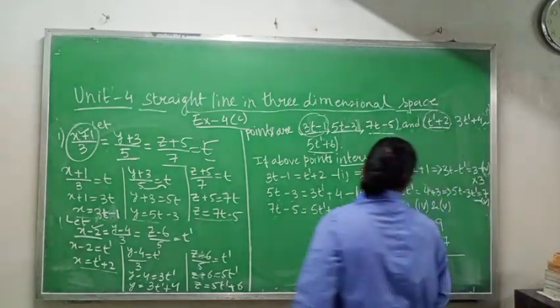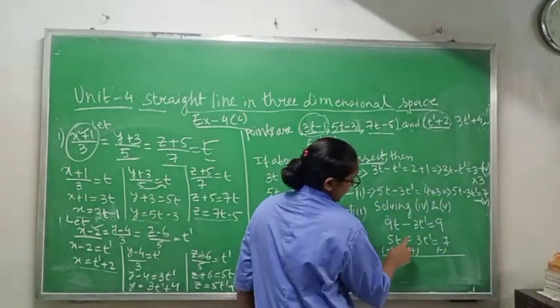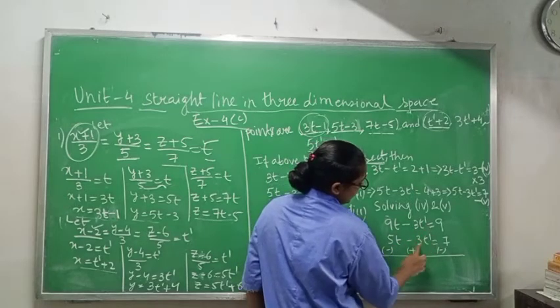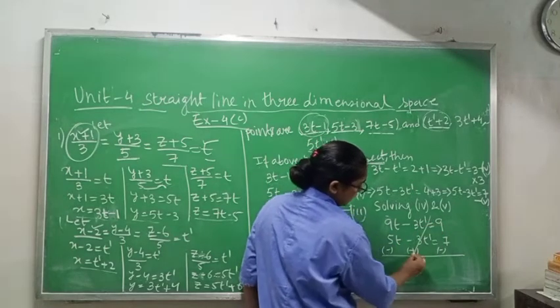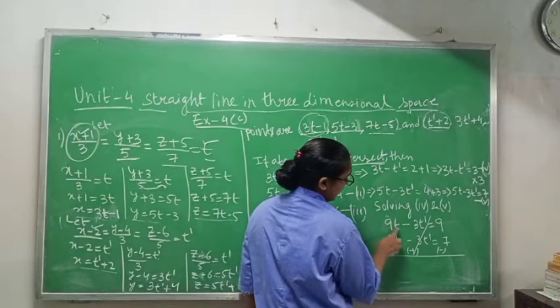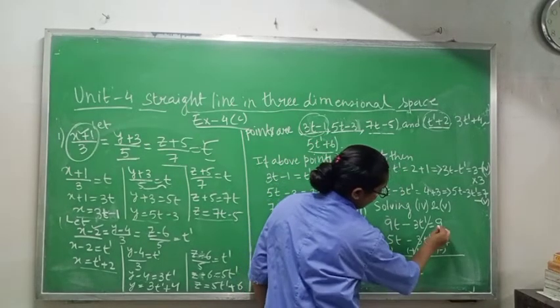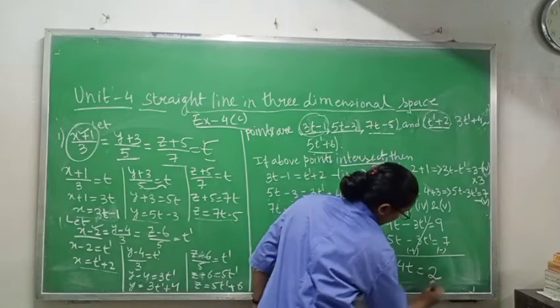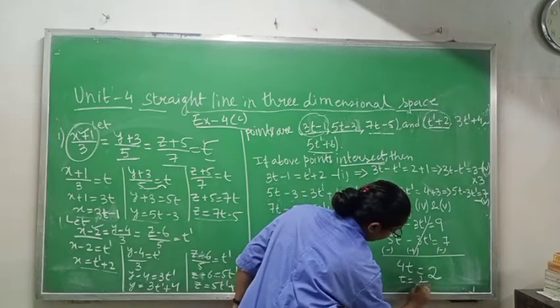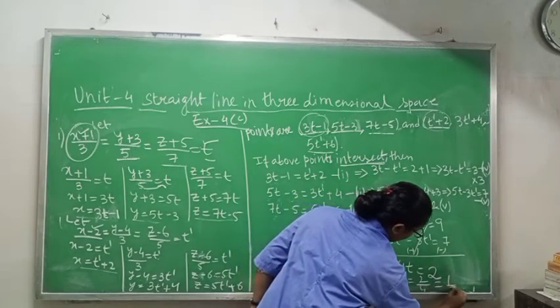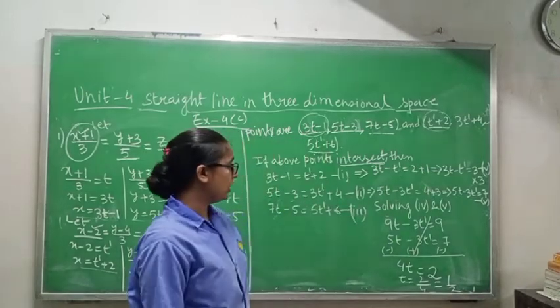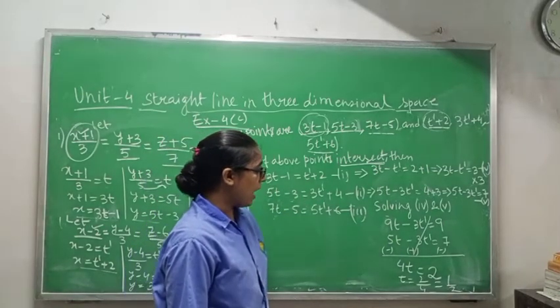Now after that what will we do? We can cancel minus 3t' and plus 3t'. It will cancel. You know this one. 9t minus 5t will become 4t. Here 9 minus 7 is 2. It means that t equals 2 by 4, which is 1 by 2. So the t value we are getting is half.